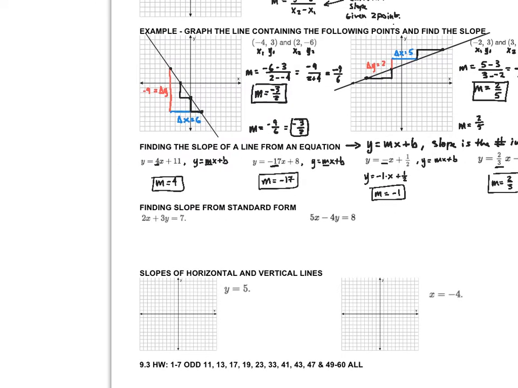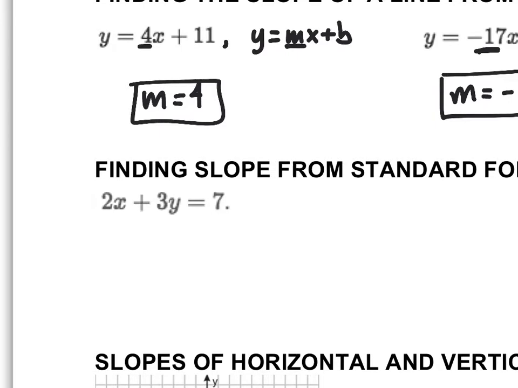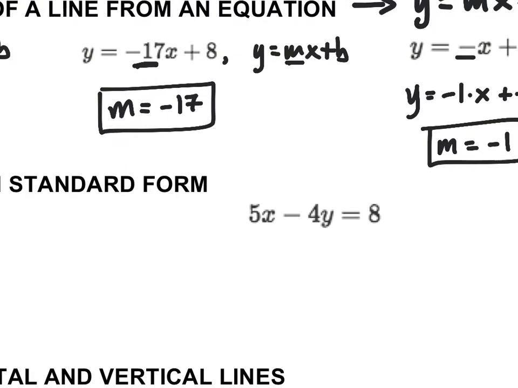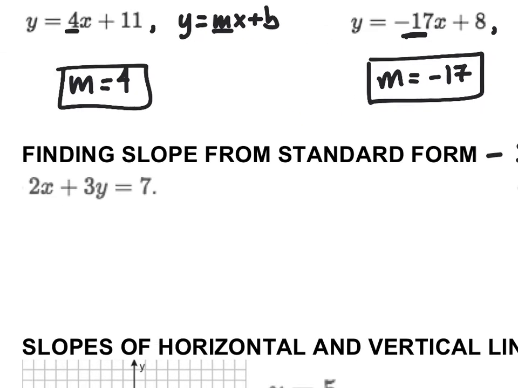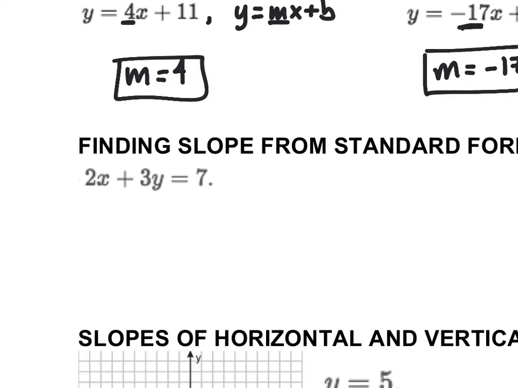Now, what if we've got equations in standard form, where we have x and y on the same side of the equal sign? What I want to do is solve these equations for y. So if I solve for y, I can find the slope. All right, and so I'm going to get y by itself. I'm going to move the 2x over to the other side, so I'm going to subtract 2x from both sides.